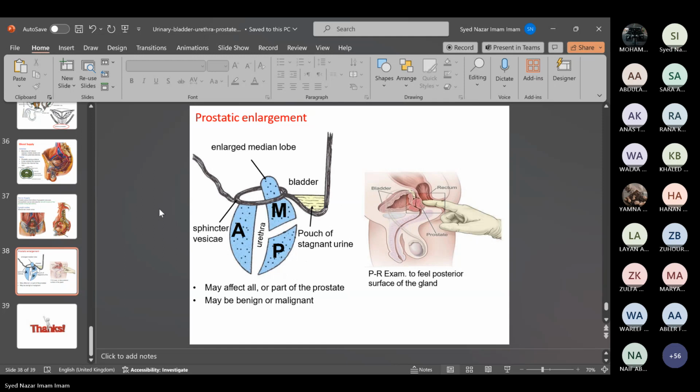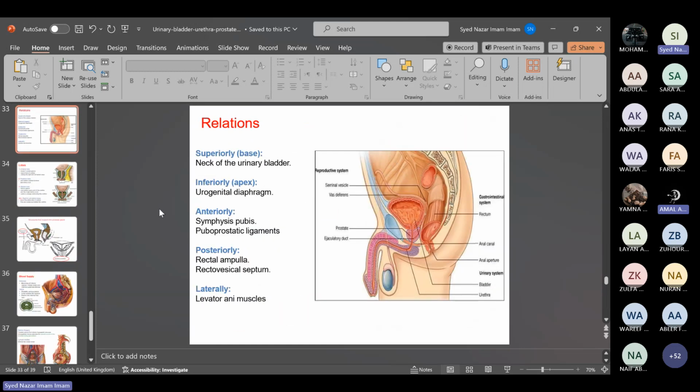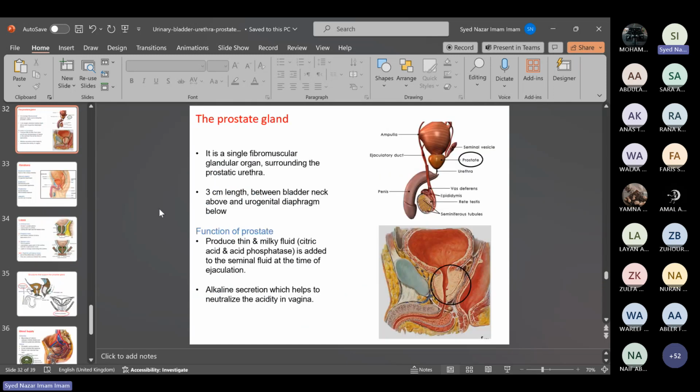Doctor, I have a question. Yes, please. In female, we don't have a prostate gland, right? Yeah, we don't have the prostate. In slide 32, one function of the prostate is alkaline secretion, which helps neutralize the acidity of the vagina. How is that? The prostate is a male gland, right?